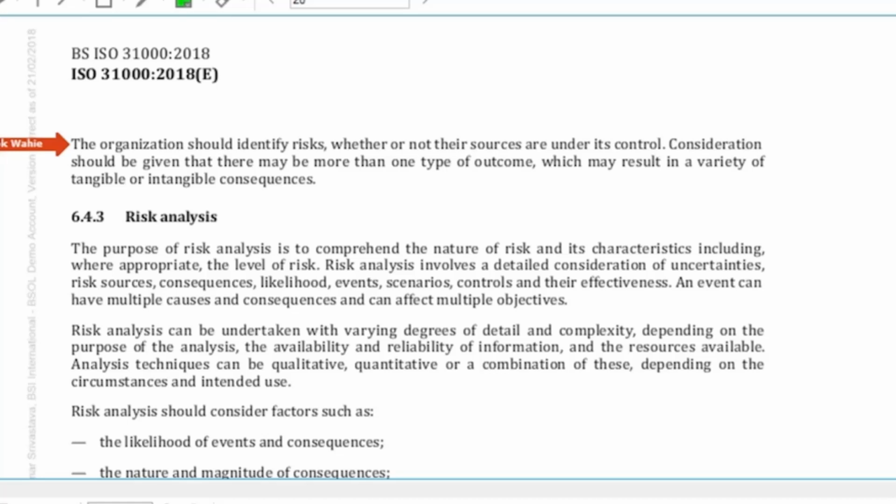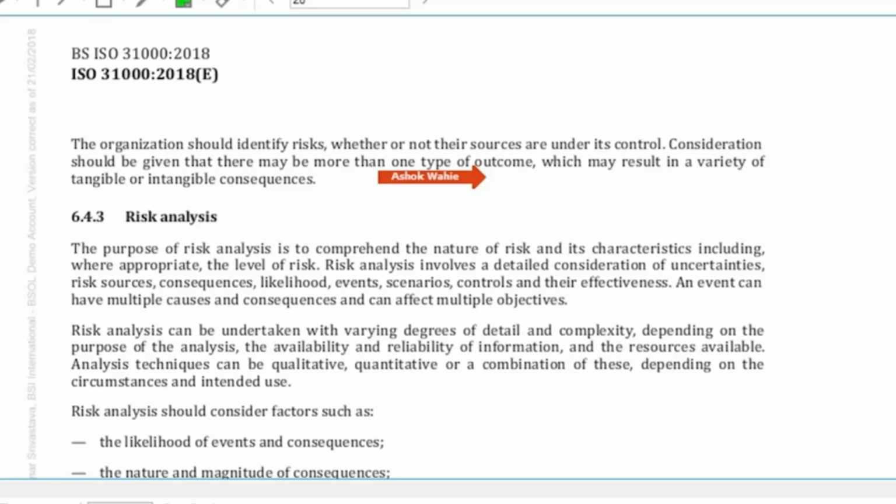So when we are identifying the risk, sometimes the source of the risk may not be under our control. For example, when we're looking at flood, fire, the source of the risk may not be an environmental one. When we're looking at flood or earthquake, the source of the risk is not in our control. And we should also consider that there may be more than one type of outcome. So one risk can impact many areas, which may result in a variety of tangible consequences.